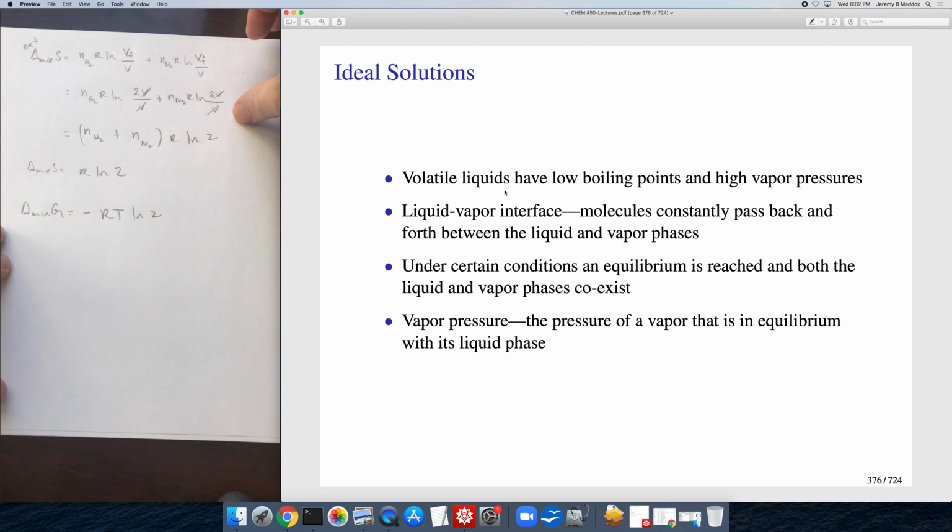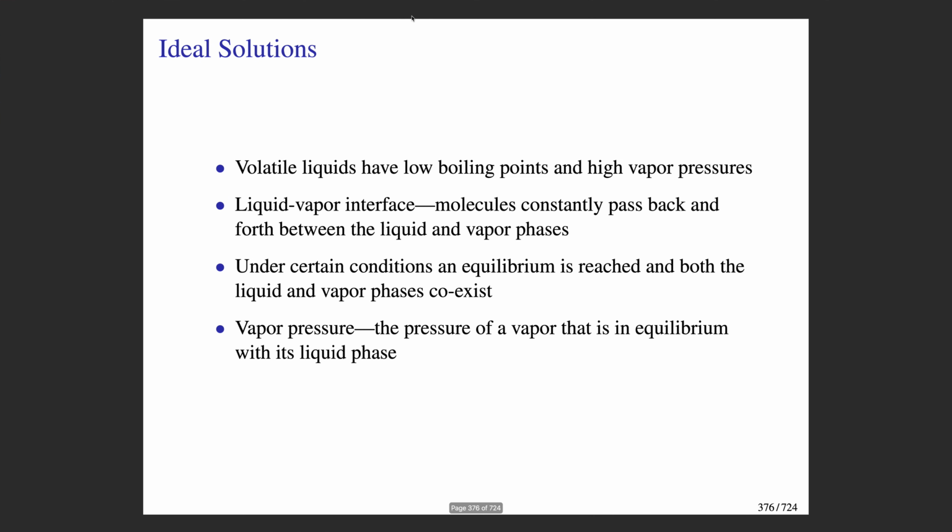I'm going to switch gears again, and we're going to start talking about ideal solutions, generally speaking, liquid solutions. So we'll be talking about mixtures of volatile liquids. Volatile liquids have low boiling points, so it's easy to boil them. And as a consequence of having low boiling points, they also have high vapor pressures.